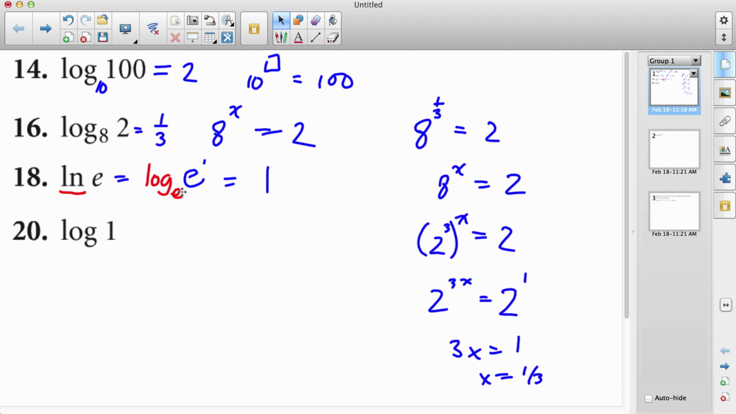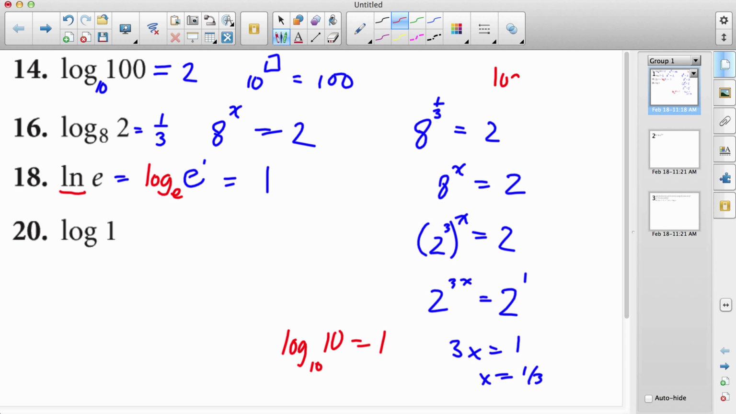And that rule where this is the same as this, so if you're taking the log, let me do another example. If you have log base 10 of 10, the answer is 1. If you have log base 7 of 7, the answer is 1. If you have log base star of star, it's equal to 1. Okay, so that's that one.